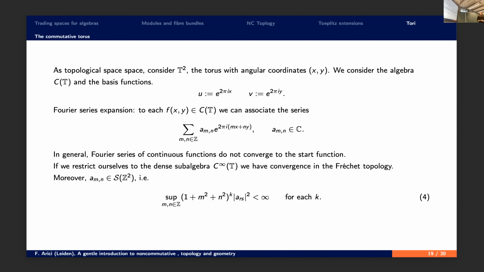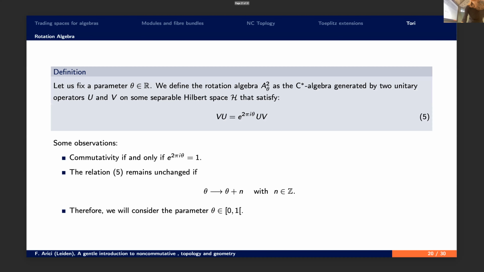And this will be our motivation for defining two non-commutative algebras, mimicking what happens when you look at the functions on the commutative torus. Sorry, this story about convergence also popped up for the circle. I didn't really mention convergence, but of course, if you do a Fourier series expansion of a continuous function on the circle, you have the same problem, that it may not converge to the original one. But if you look at smooth functions, then you do have convergence.